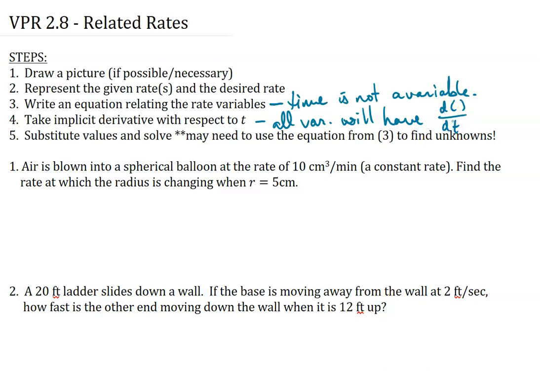Okay, all right. And then we are going to substitute the rates that were given into that equation, and we're going to solve. We might need to go back and use the original equation from step number 3 to find some unknowns. All right, so let's look at an example.